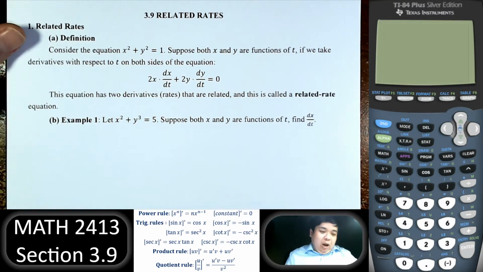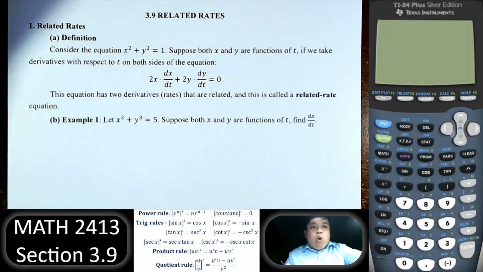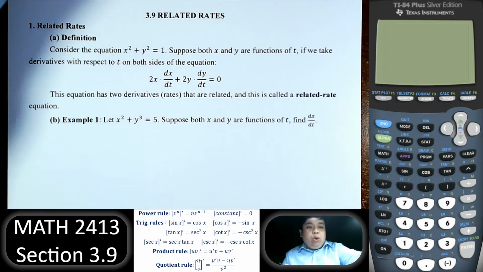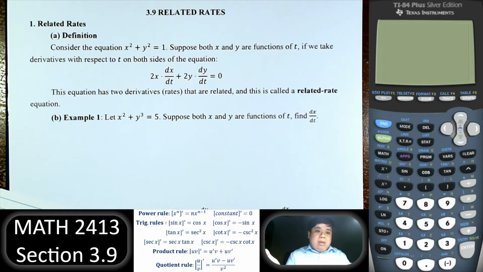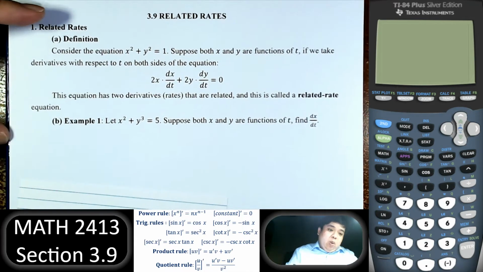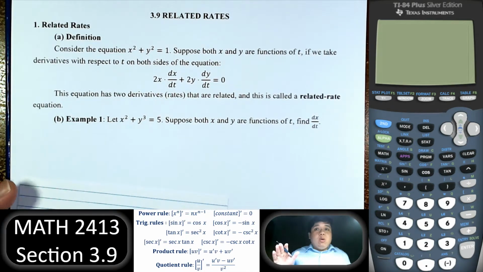Hi everybody, welcome to another video in Calculus 1, section 3.9, related rates. So, in the previous section we learned about implicit differentiation. We assume y is a function of x, and we take the derivative with respect to x, and then we solve for dy over dx, or y prime. In this case, we assume that all the variables are functions of another variable, t.